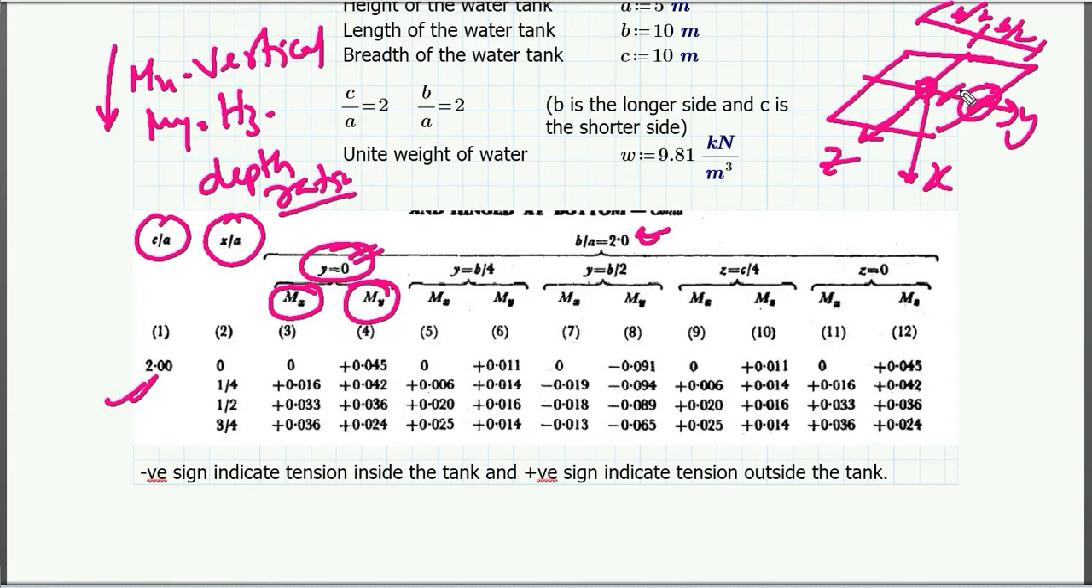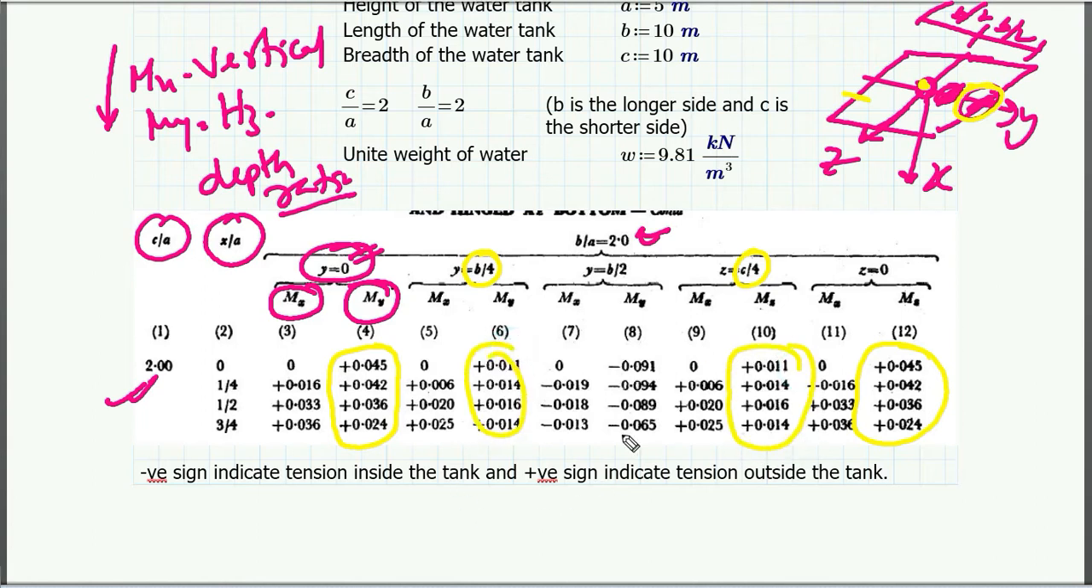So b by 4 means this location, b by 2 means this location. And for z equal to c by 4, z equal to 0 means this location, and z equal to c by 4 means this location. Okay, and if you see carefully, for y equal to 0 and z equal to 0, the values are same for different depth, as well as for My and Mx both values are same, as well as b by 4 and c by 4, the values are same.